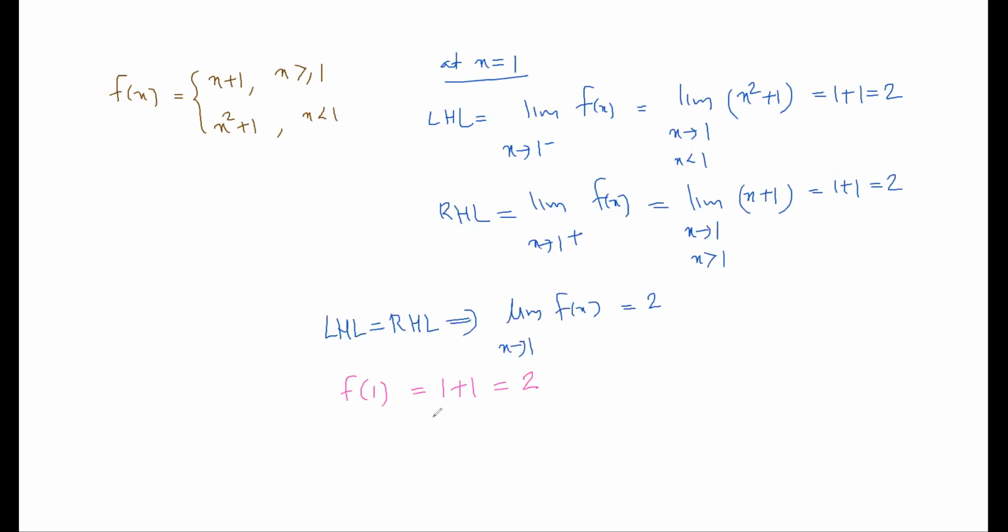So limit of f of x as x approaches to 1 exists, and that is equal to f of 1. This implies f of x is continuous at x is equal to 1. So that implies it is continuous everywhere.